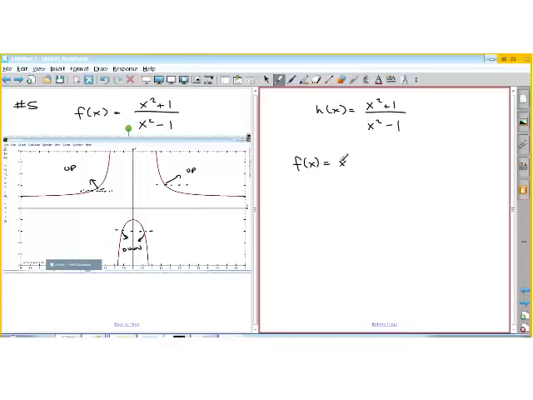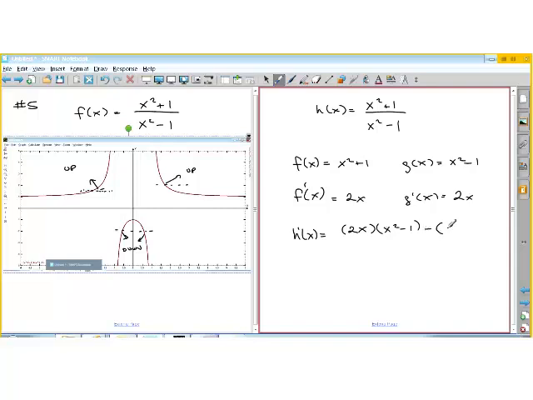Okay, so f of x is the numerator, x squared plus 1. G of x is the denominator, which is x squared minus 1. So the derivative is 2x, and the derivative is 2x. So when we plug that into the quotient rule, we take f prime of x times g of x, and we add or subtract g prime of x times f of x, and we divide by g of x squared.